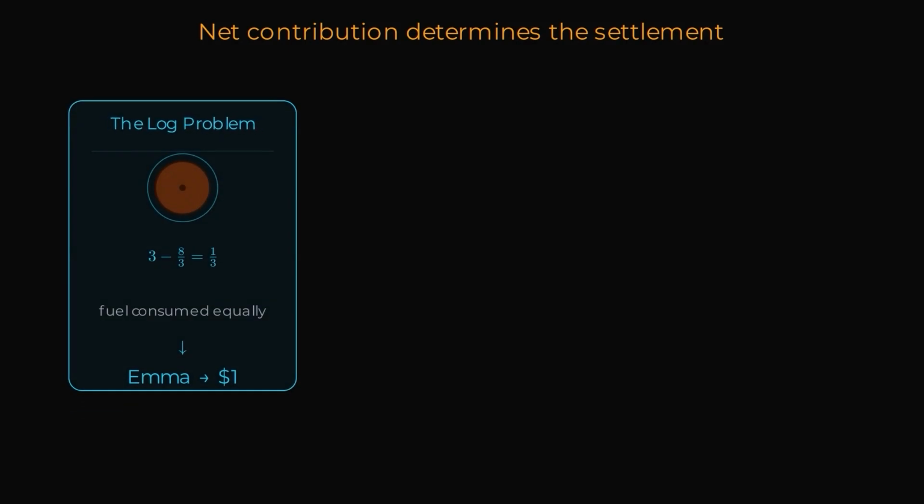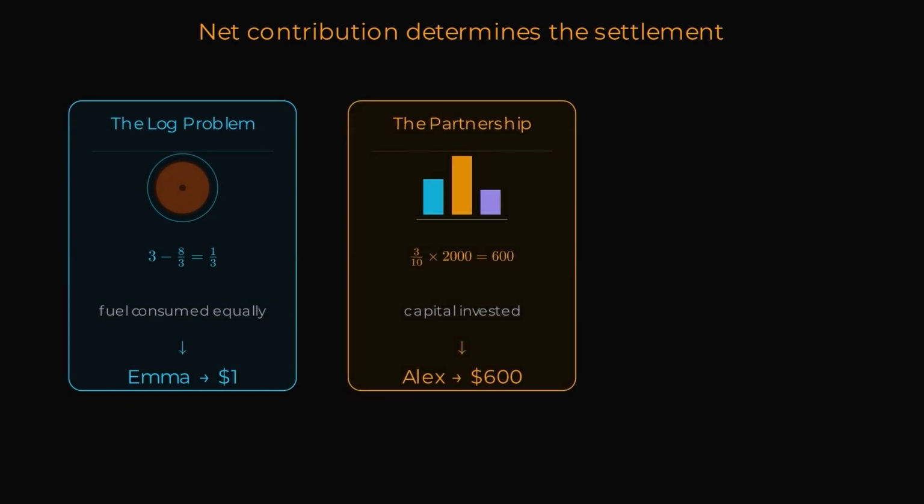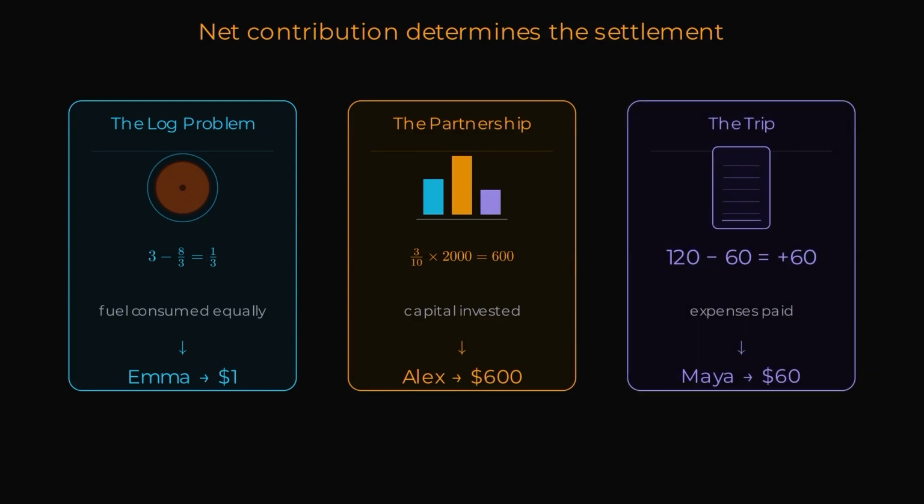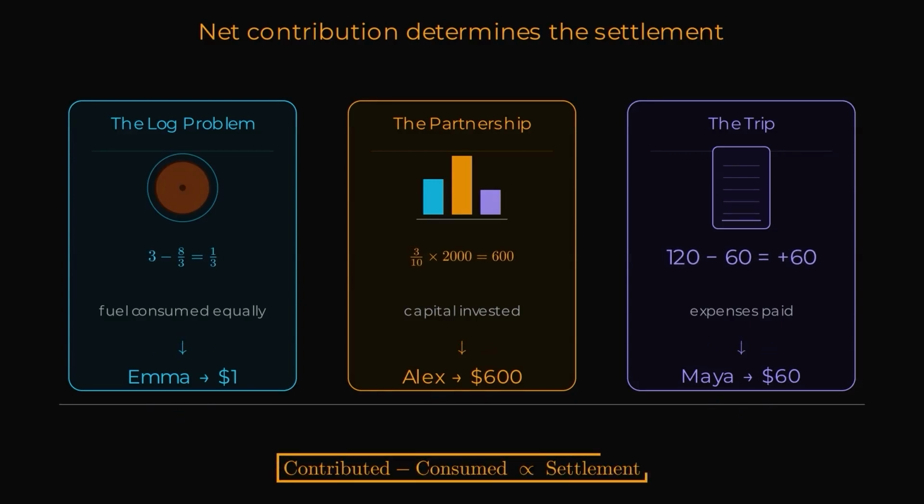Net contribution determines the settlement, exactly as in the log problem, exactly as in the business partnership. The context changes. Fuel, capital, shared expenses, but the arithmetic is the same every time. Subtract what you consumed. Settle the difference. How would you have split it before watching?